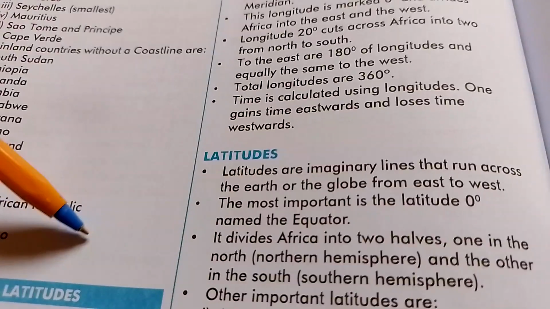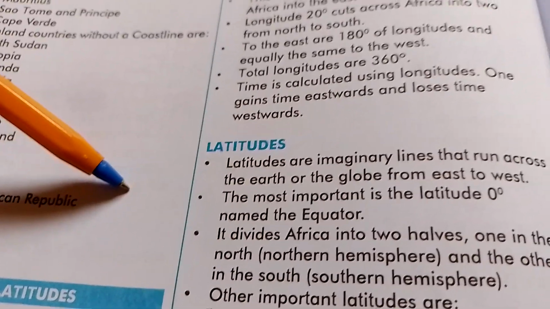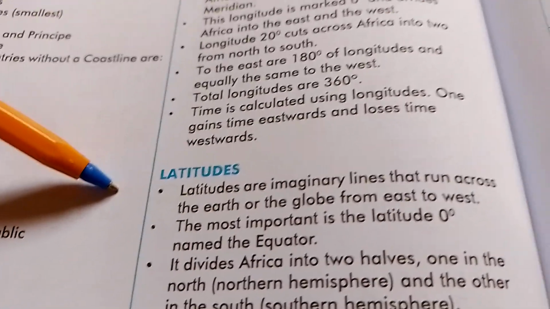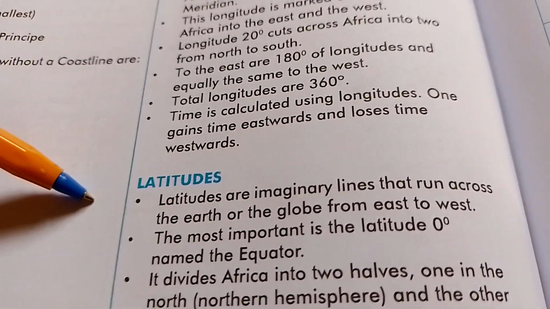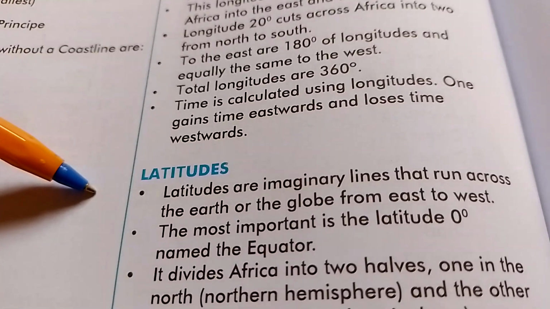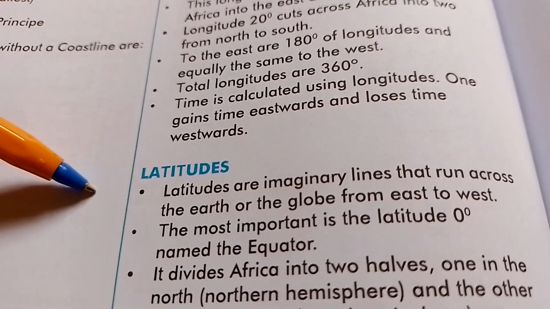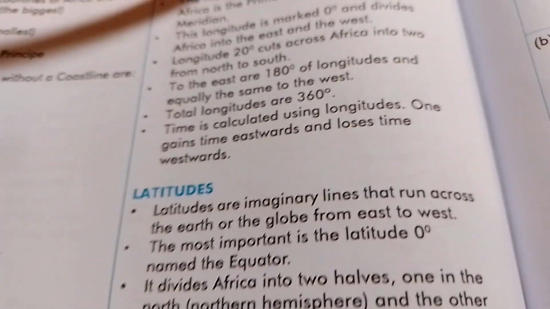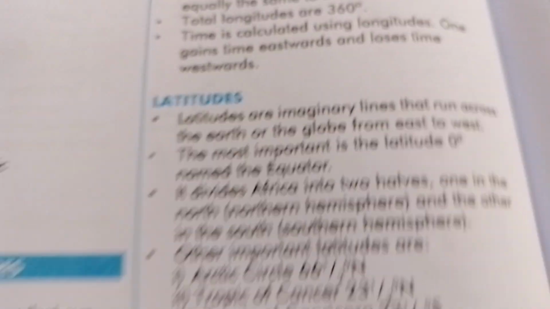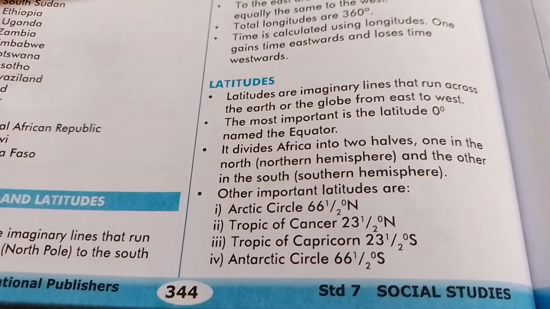So we have latitudes. We have latitudes also as another subtopic under the longitudes and latitudes, the position of Africa. The latitudes are also imaginary lines that run across. In fact, they run from west to east, not east to west. And the most important is latitude 0 degrees. We name it the equator. The equator is along latitude 0 degrees.